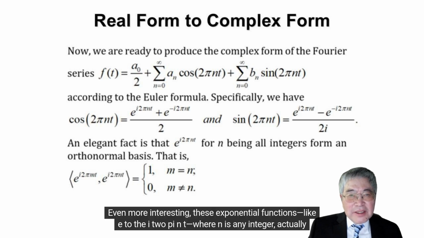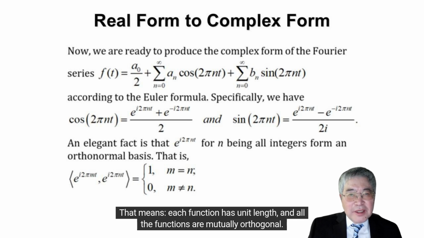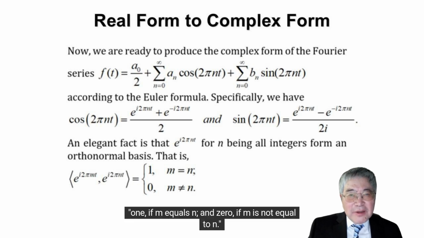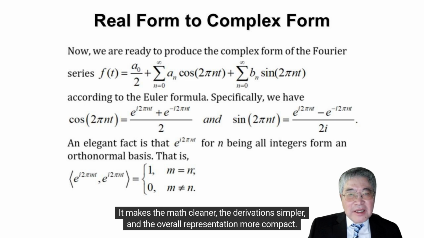Even more interesting, these exponential functions, like e to the i 2 pi nt, where n is any integer, actually form an orthonormal basis. That means each function has unit length and all the functions are mutually orthogonal. If you take the inner product of e to the i 2 pi mt and e to the i 2 pi nt, the result is 1 if m equals n and 0 if m is not equal to n. This elegant structure is one of the biggest reasons we prefer the complex form in many applications. It makes the math cleaner, the derivations simpler, and the overall representation more compact.